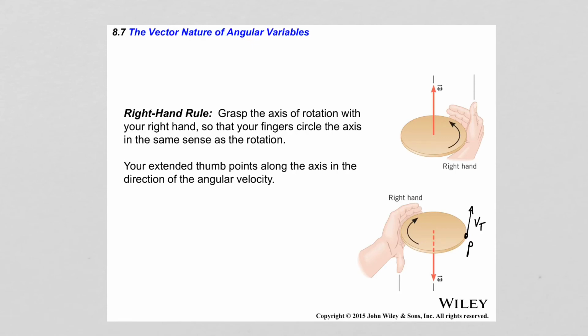The direction of the angular acceleration can be guessed based on the change of the angular velocity vector. If this vector increases with time, that means that the angular acceleration vector points in the same direction. If this vector decreases with time, that means that the angular acceleration vector points in opposite direction. These are the basic rules of determining the direction of the angular velocity and angular acceleration. And with this, I conclude the lecture on kinematics of rotational motion.